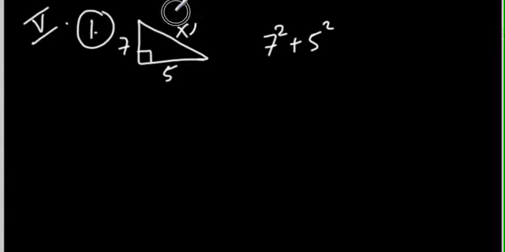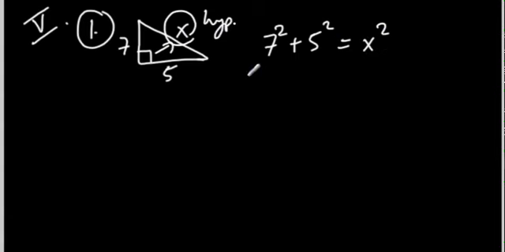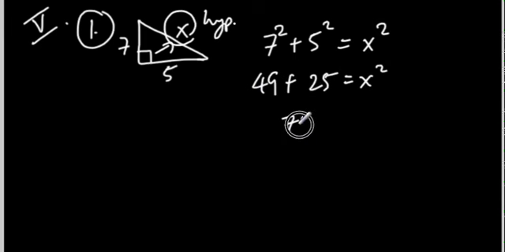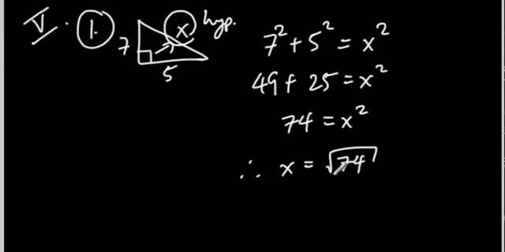Once again, this is the hypotenuse, right? Why is it the hypotenuse? Because it's right across from the right angle. So this is equal to x squared. So that's 49 plus 25 is equal to x squared. That's equal to 74 is equal to x squared. So therefore, x is simply the square root of 74. And that's the solution for number 1.